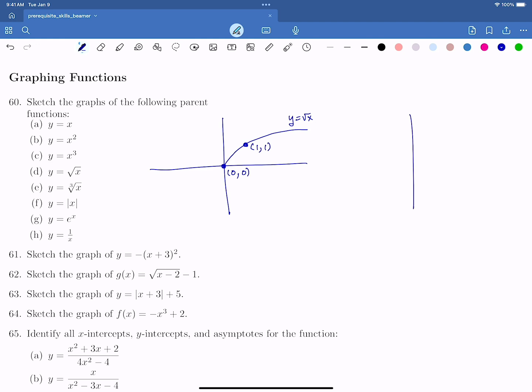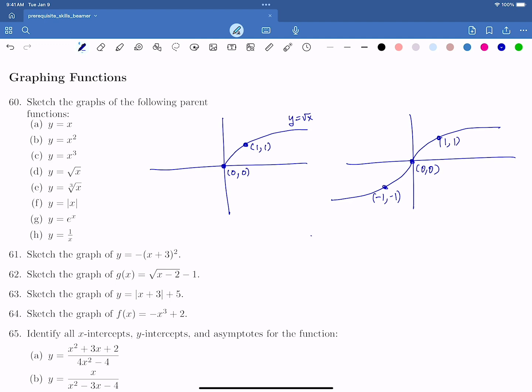y equals cube root of x. The cube root of x is the inverse of x cubed. So x cubed looks like this. Its inverse is going to look like this. So cube root of x looks like this and this. 0, 0, also passes through 1, 1, and passes through negative 1, negative 1. Cube root of negative 1 is negative 1. Cube root of 1 is 1. Cube root of 0 is 0.